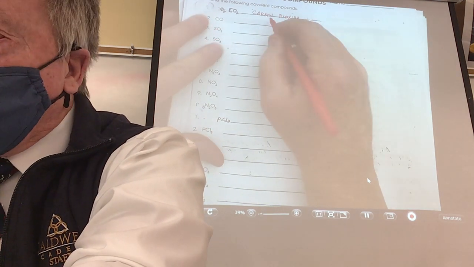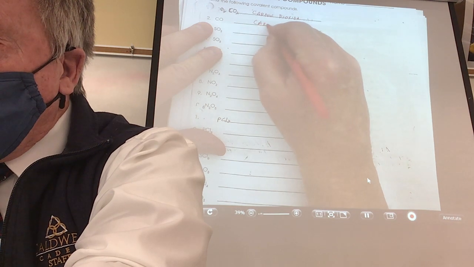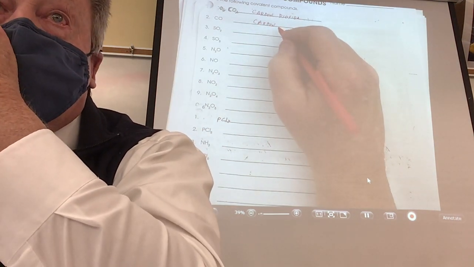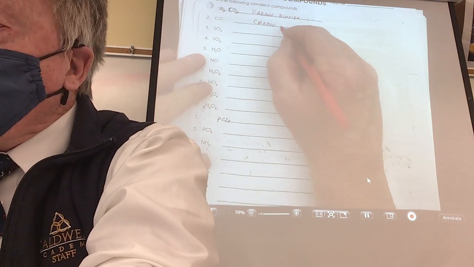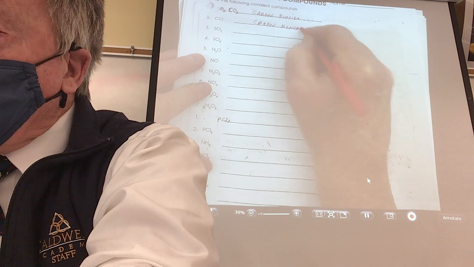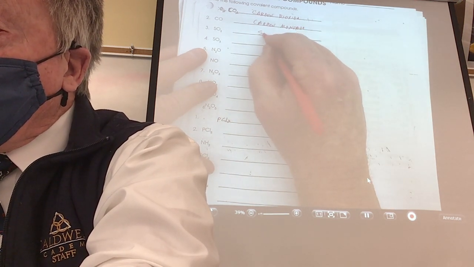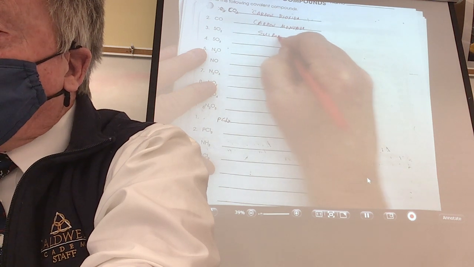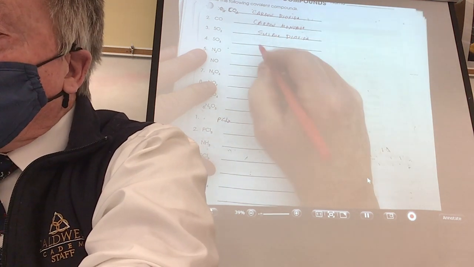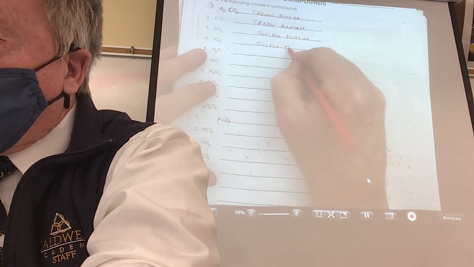All right, go, Luke. Carbon monoxide. And on the second element, you do have to tell me if there's only one. You have to tell me one, mono, okay? Carbon monoxide. All right, go, Aiden. Sulfur dioxide. Sulfur dioxide. Go. Sulfur trioxide. Yes, sulfur trioxide.